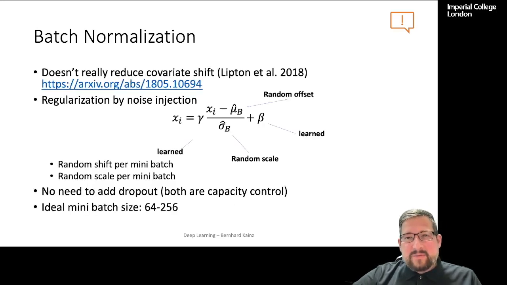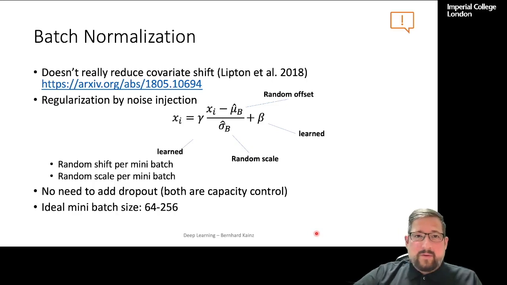So its original motivation was the reduction of covariate shift. And it's probably not correct, because this paper by Lipton is quite an interesting one. They revealed that batch norm may even worsen covariate shift in a strict sense, yet it still aids in model convergence. And it turns out that batch norm is effectively acting as regularization by introducing noise.